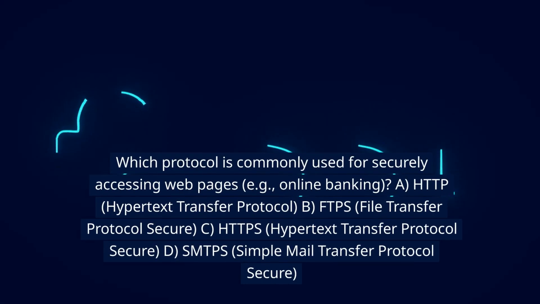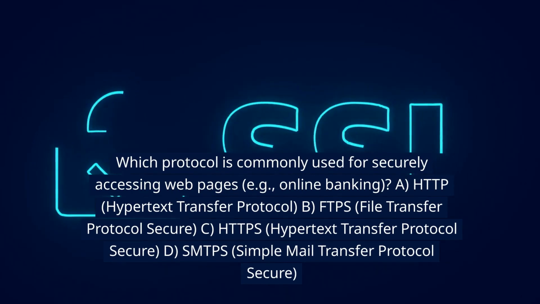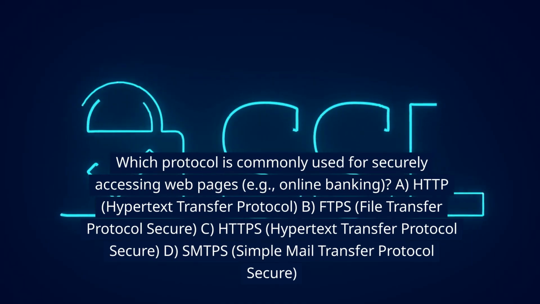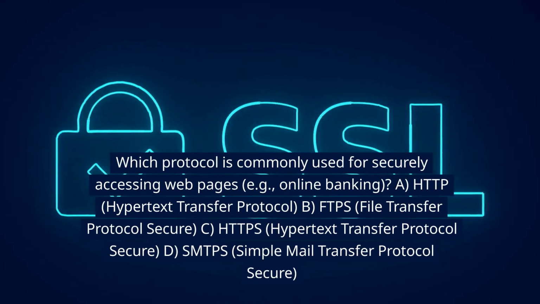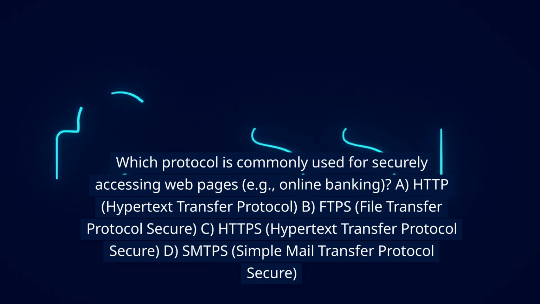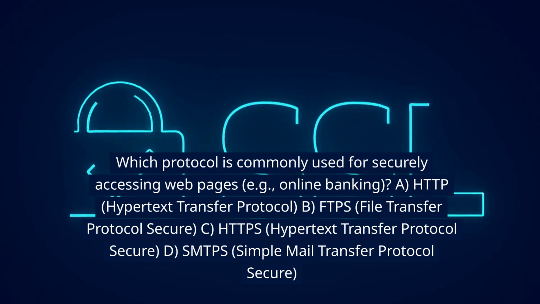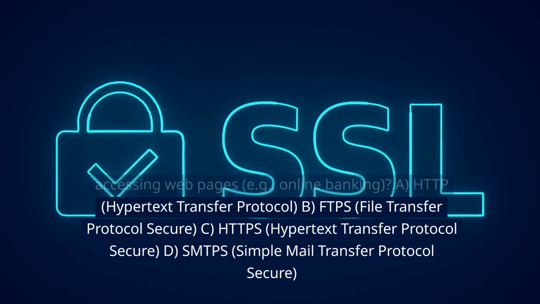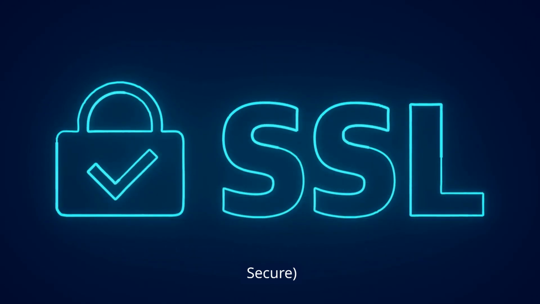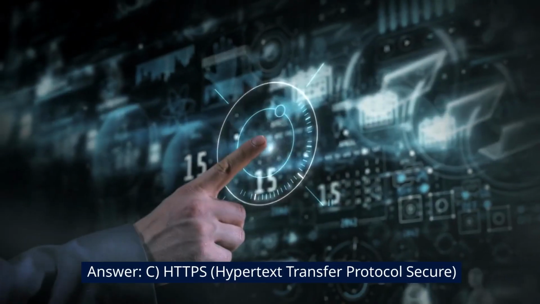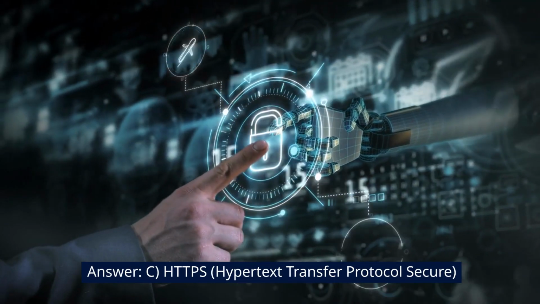Which protocol is commonly used for securely accessing web pages, e.g., online banking? A. HTTP, Hypertext Transfer Protocol. B. FTPS, File Transfer Protocol Secure. C. HTTPS, Hypertext Transfer Protocol Secure. D. SMTPS, Simple Mail Transfer Protocol Secure. Answer: C. HTTPS, Hypertext Transfer Protocol Secure.